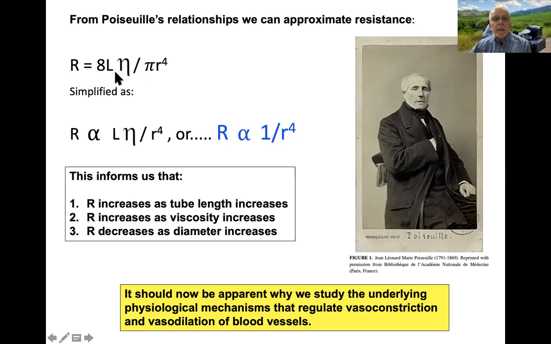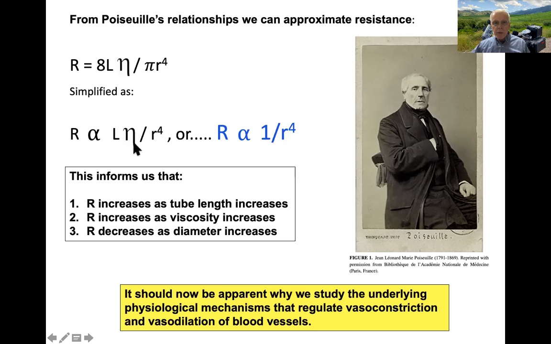It's equal to 8 times the length of the tube times the viscosity of the fluid divided by pi times r to the 4th. In other words, it's directly proportional to length and viscosity, and inversely proportional to the radius to the 4th of the tube. Now, lots of these equations we can simplify because there are constants. The 8 and the pi can drop out, and we can say resistance is proportional to length times viscosity divided by radius to the 4th.